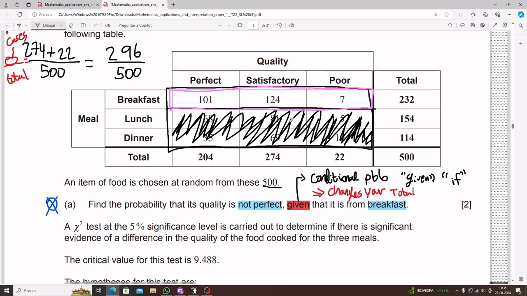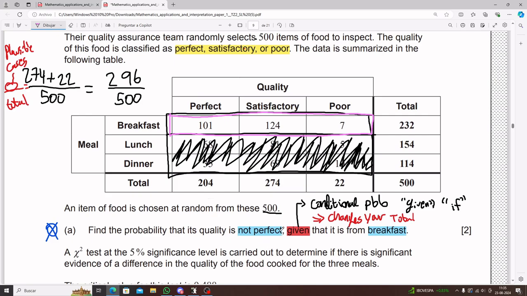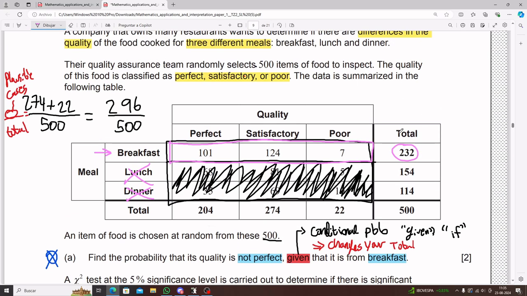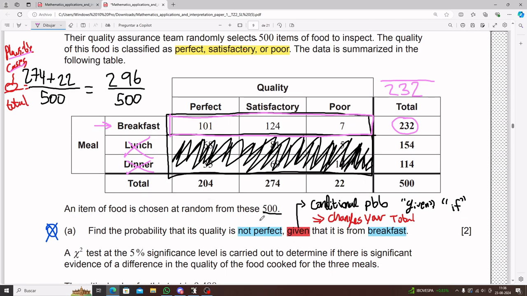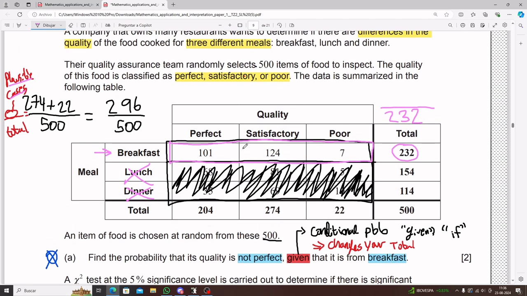That is your new total because you're finding the probability its quality is not perfect given that it is from breakfast. So given that it's from breakfast, you only care about breakfast. You don't care about lunch or dinner anymore. So your new total is all of those that did breakfast, which conveniently has a total column right here. So your new total is 232. And up top, it's still going to be the plausible cases: those within breakfast that are not perfect, which are this 124 and this 7 right here.